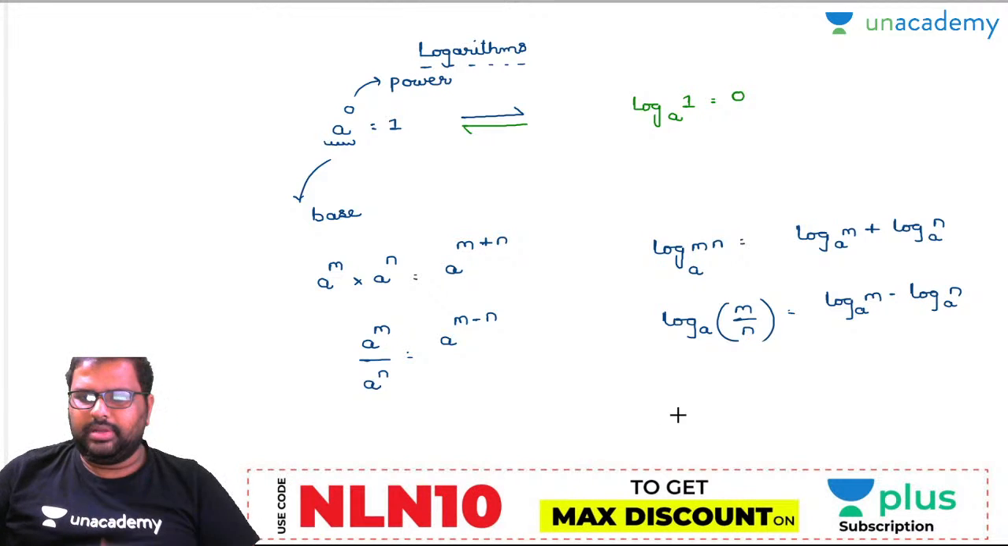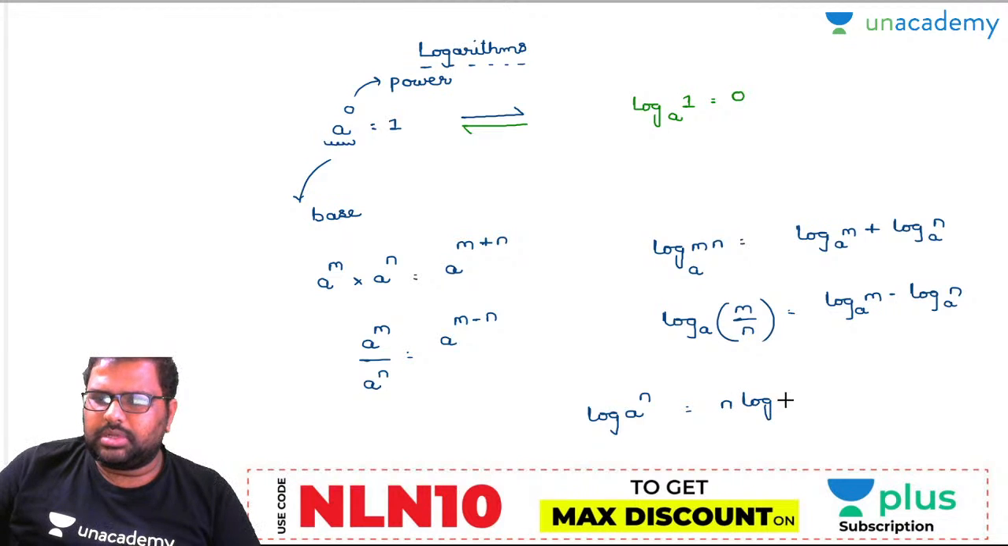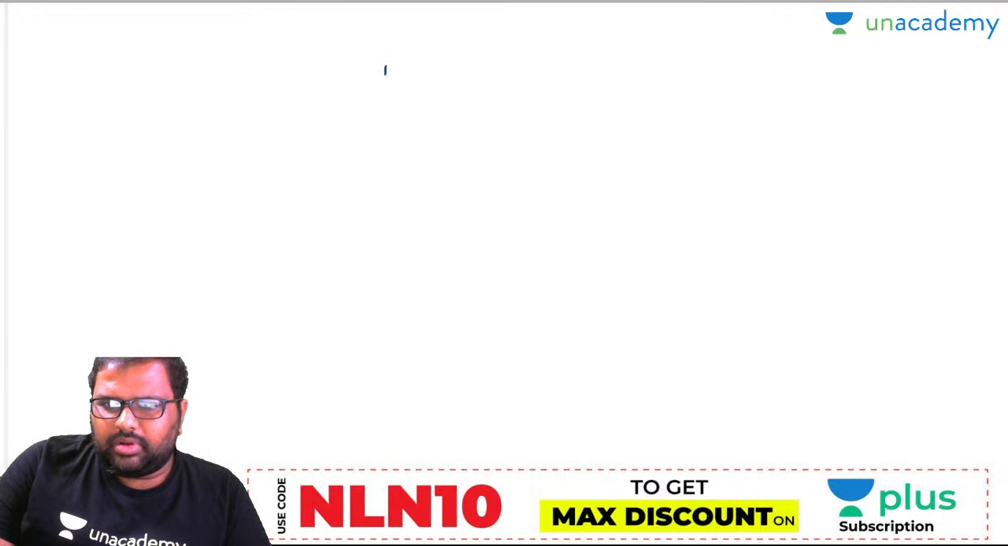Am I right or wrong? Yes, perfectly. And one more term, right? Everybody knows log a to the power of n. If I take it like this, can I write down this as n into log a? Basic logarithms. And you have to know one more point called interconvertibility of logarithms, right?